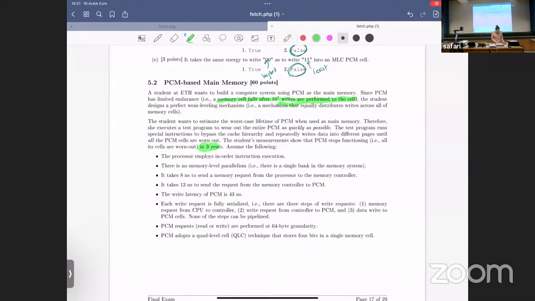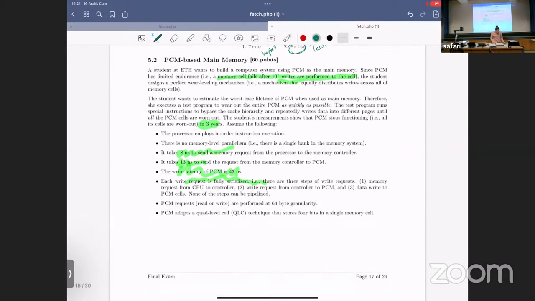So it says three things about how the instructions are executed. The first thing is that the processor is in order, there's no memory level parallelism, and write requests are fully serialized, meaning all operations are fully serialized. And then it says the total latency of a write is sending memory requests from the processor to the memory controller to PCM, and also the write part of the PCM, which is here. So the total latency of one write is going to be the summation of these three numbers. And then it says the read or write granularity is 64 bytes.